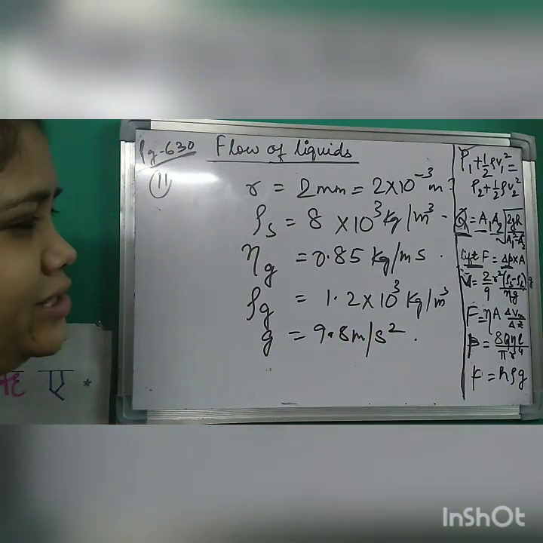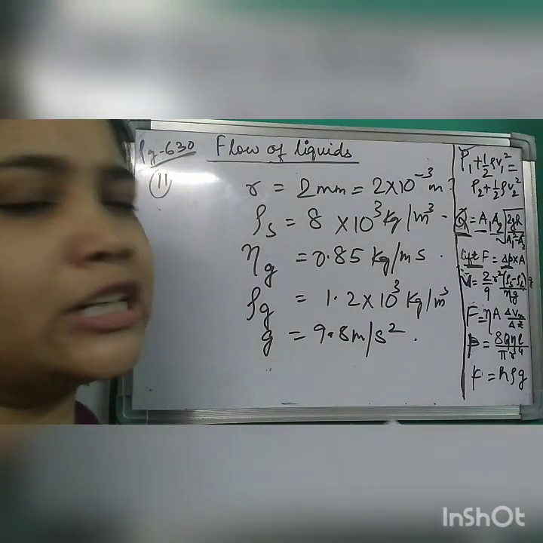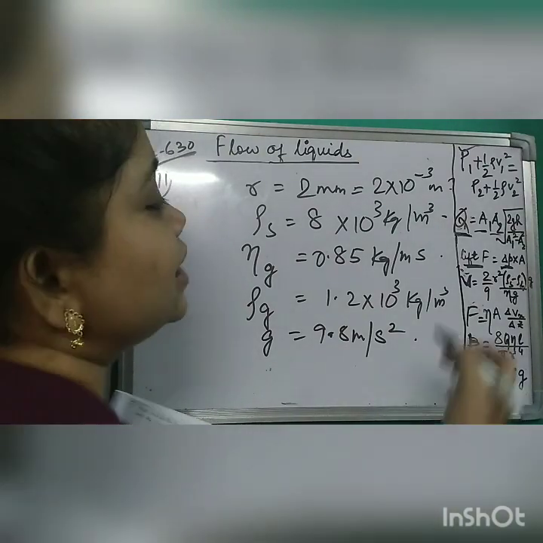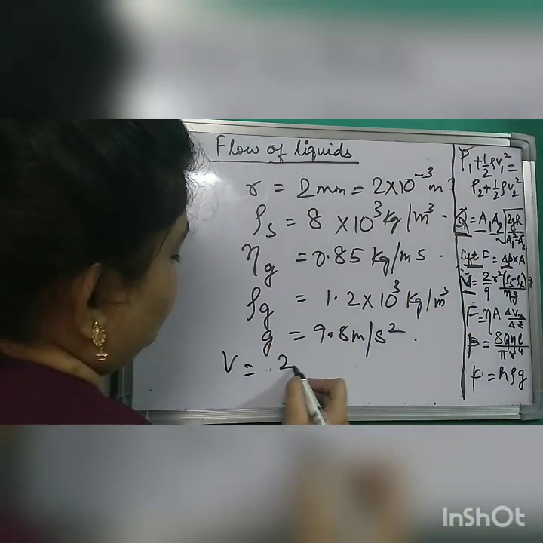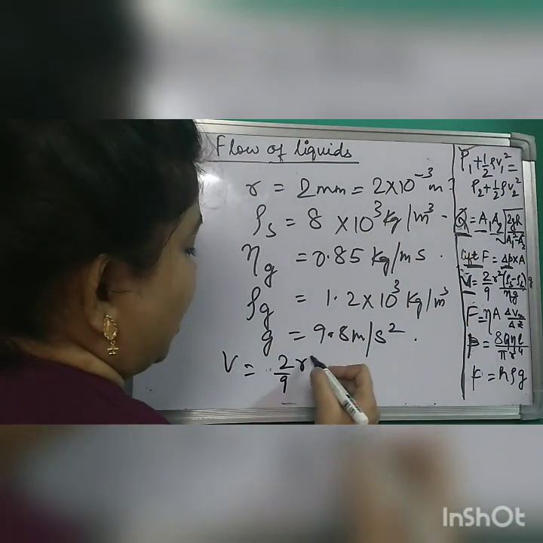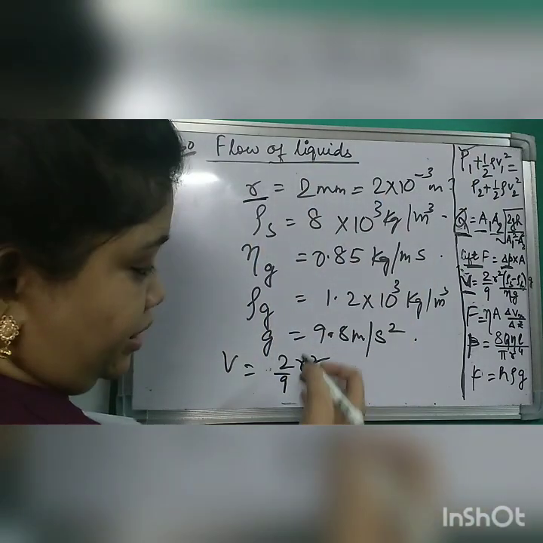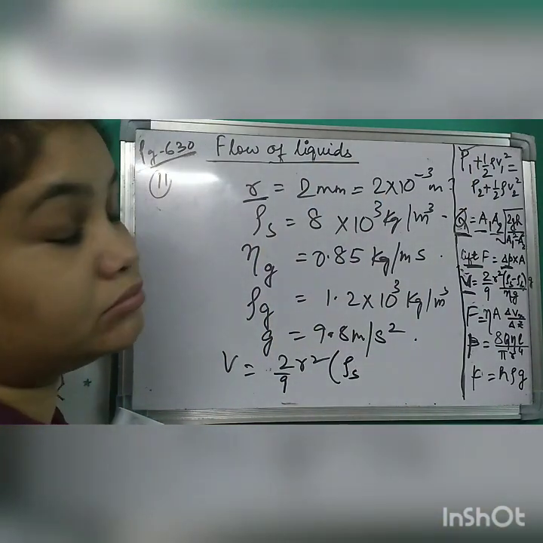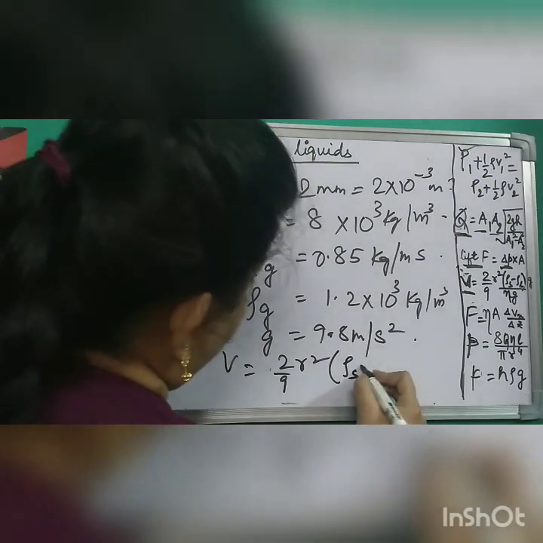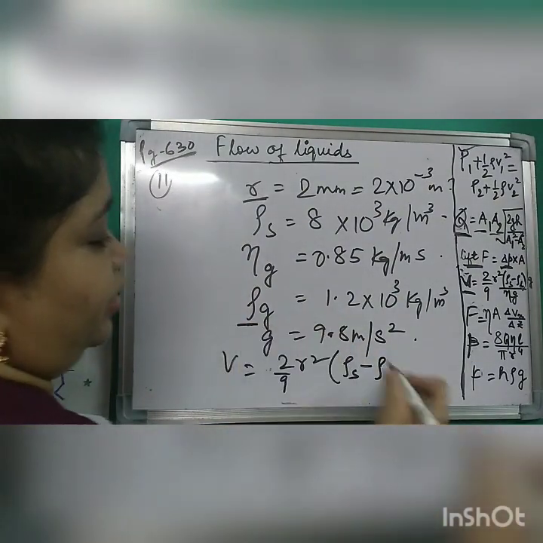Obviously you can understand they have asked a direct question, the terminal velocity. That means you have to find V. So what is the formula? V is equal to 2 by 9 R square, which is given, times rho S minus rho, the density of steel minus the density of glycerin.